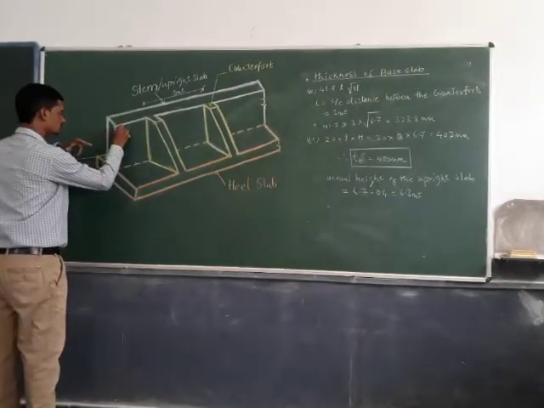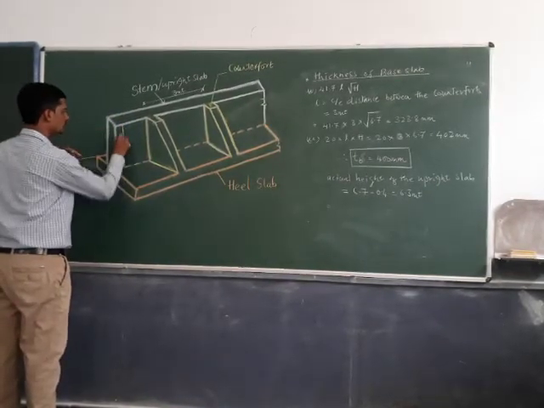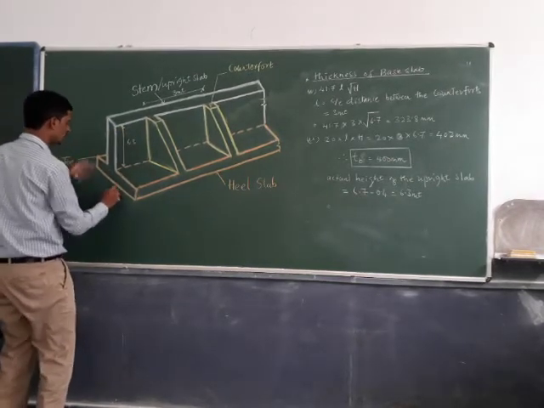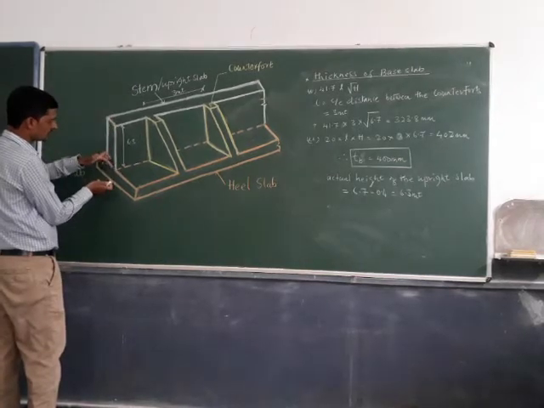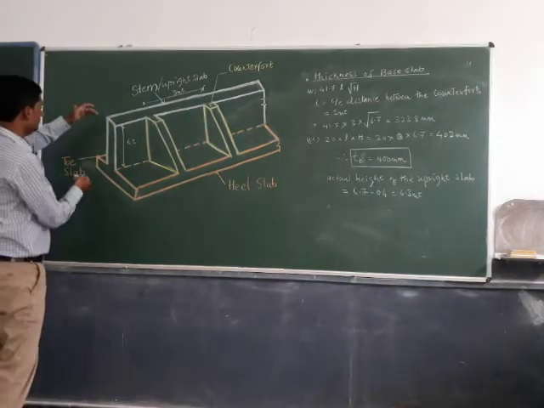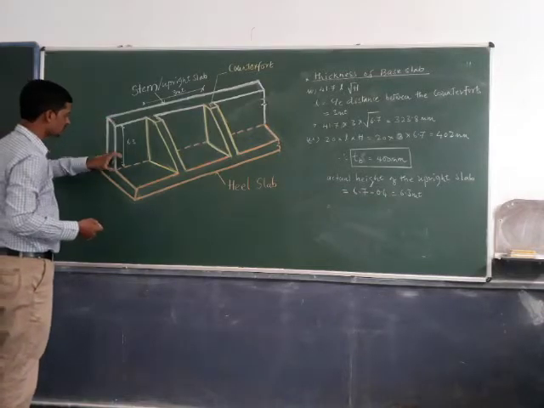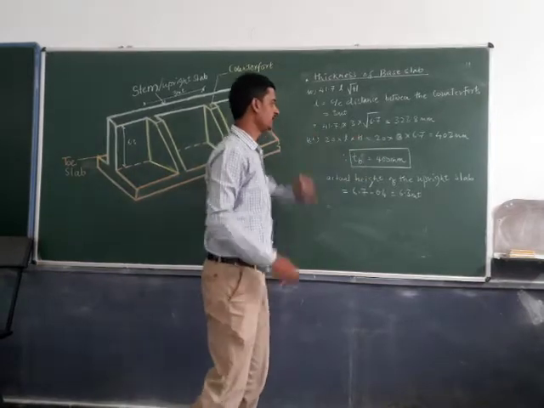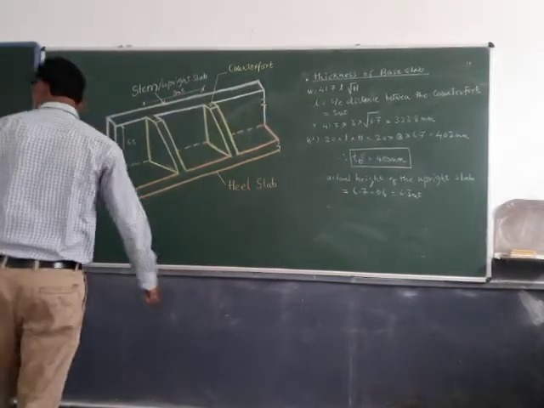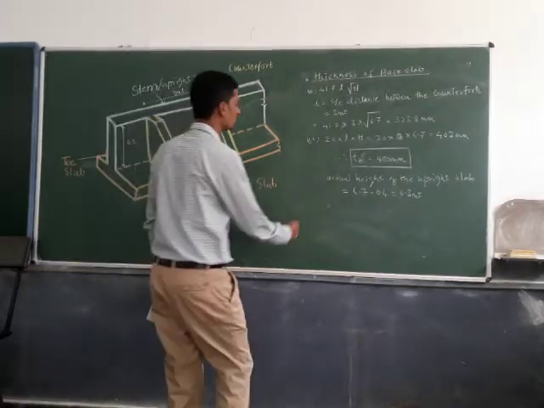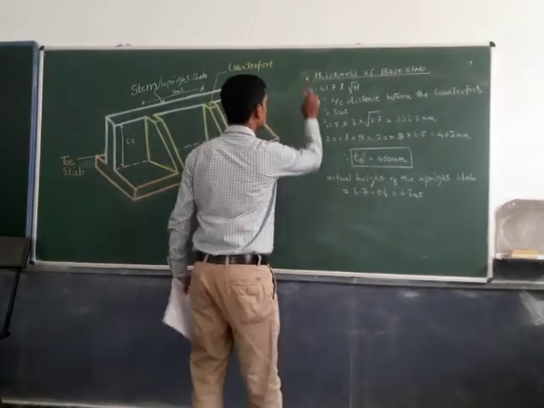So this height is nothing but how much? 6.3 meter. And this is 400. So this is 6.3 plus 400, totally 6.7 meter. So we got 6.3 minus d. This height here, 400. So we get this as 6.3 meter. And next we have to calculate the thickness of base slab.